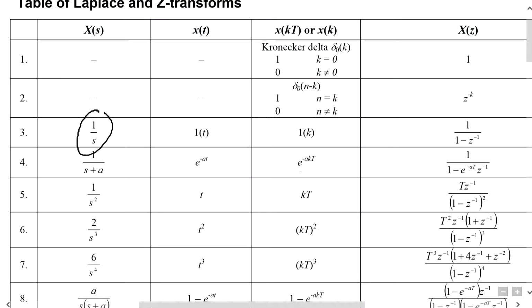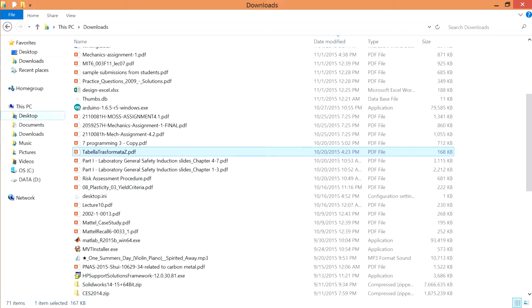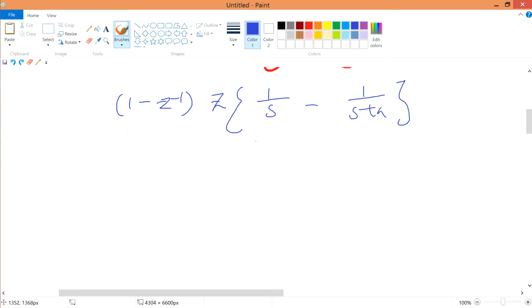So 1 over s, its equivalent in z is actually 1 over 1 minus z to the minus 1. We can also write it as z over z plus 1. You can prove it on your own. I've gone through it before. But anyway, I'll just write it as z over z plus 1. So 1 over s over here, I can write it as z over z plus 1. But if you don't understand, just prove it, since I have a little bit of time. Actually not. Anyway, so this is 1 over z.